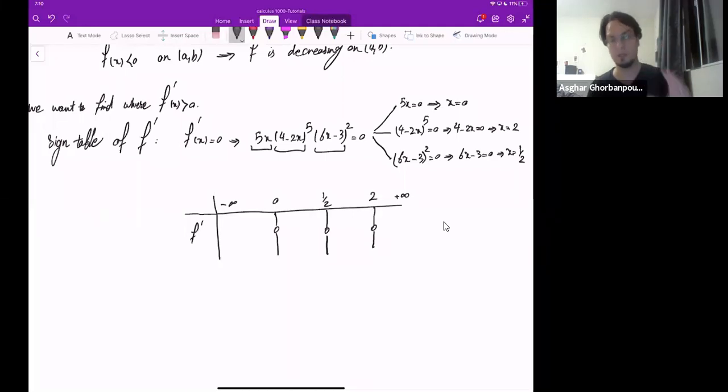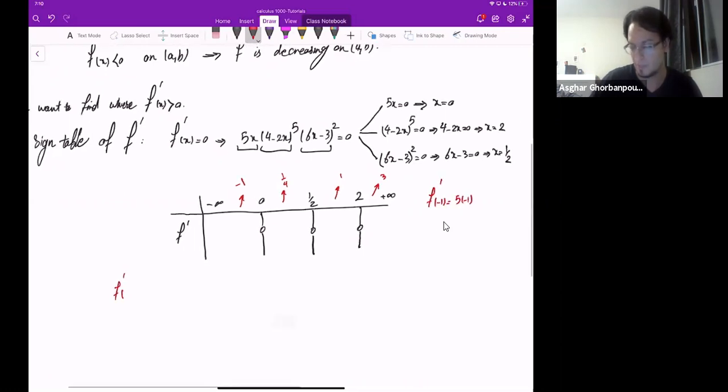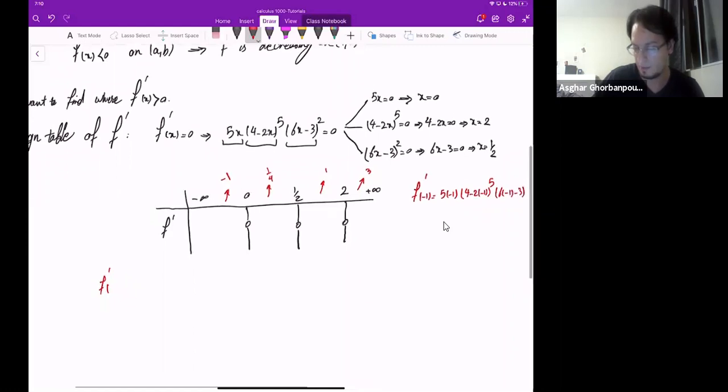This is specifically for continuous functions. What you need to do is just evaluate the function at some values. For example, here you take 3, here take 1, here take, say, 1 over 4, and here take negative 1. Let's just check negative 1. F prime at negative 1 is 5 times negative 1, times (4 minus 2 times negative 1) to the power 5, times (6 times negative 1 minus 3) to the power 2.